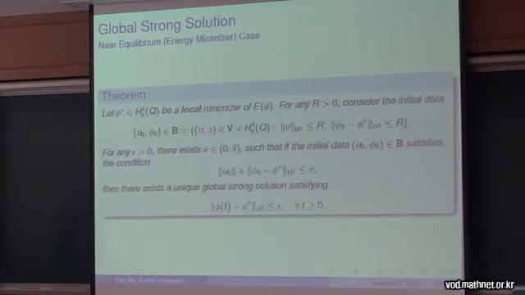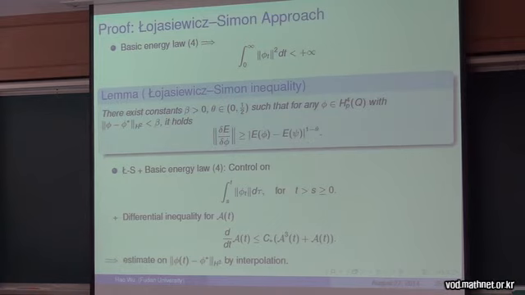And our result is like this. For any epsilon larger than 0, there exists a small number such that if the initial velocity is small and the initial data for the phase field is close to a certain energy minimizer, then we will have a global strong solution, which is still very close to the energy minimizer. The basic idea is the Lojasiewicz-Simon approach.